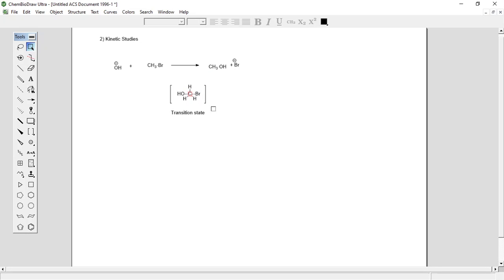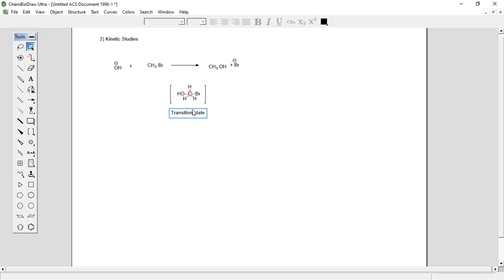In this reaction, the transition state involves both your nucleophile as well as alkyl halide. So the rate of reaction depends on both alkyl halide as well as nucleophile, and the reaction is second order.